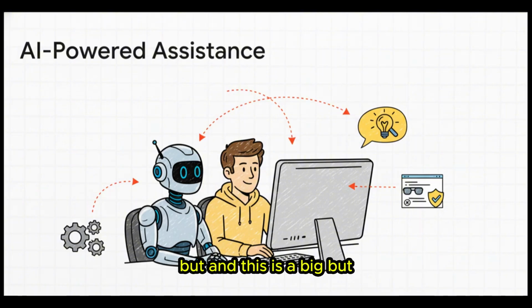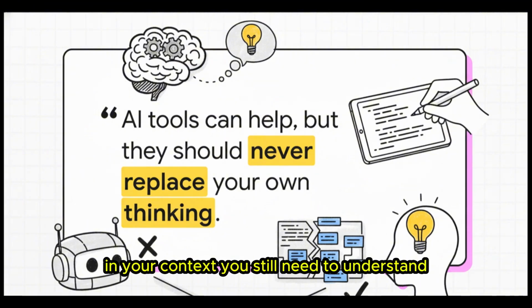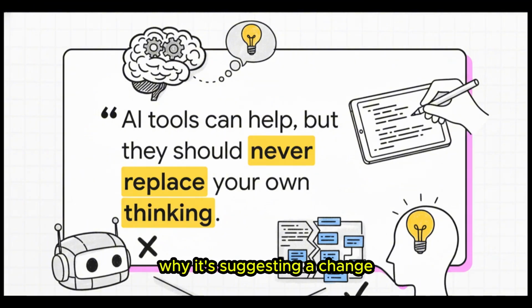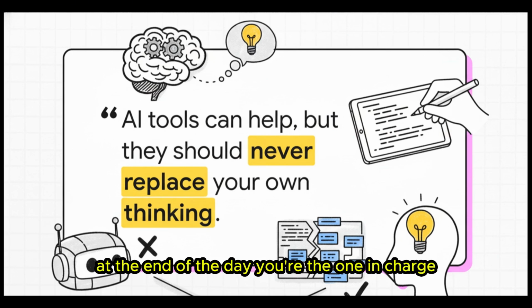But, and this is a big but, there's a crucial catch. Remember this, AI is a tool. It is not a replacement for your own brain. You have to ask yourself if its suggestion actually makes sense in your context. You still need to understand why it's suggesting a change. Just blindly accepting everything is a recipe for disaster and can introduce some really sneaky new bugs. At the end of the day, you're the one in charge.